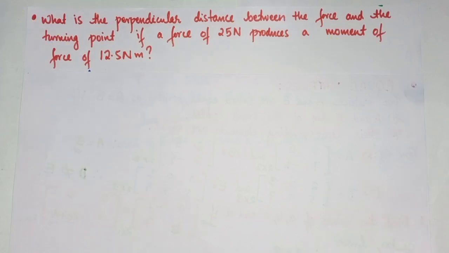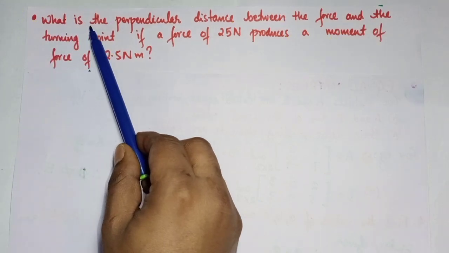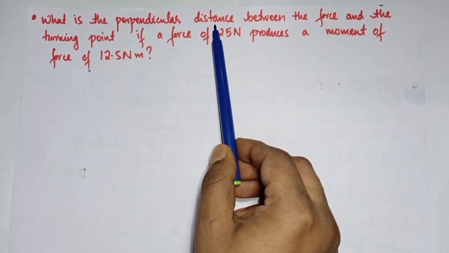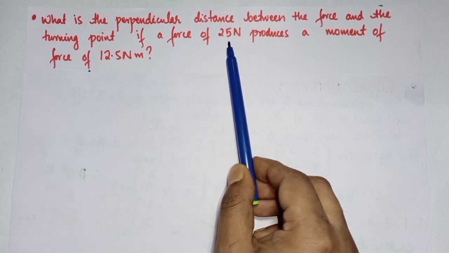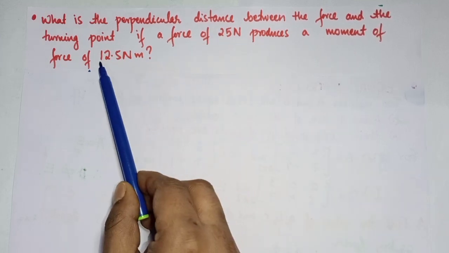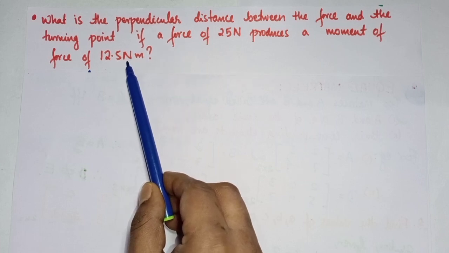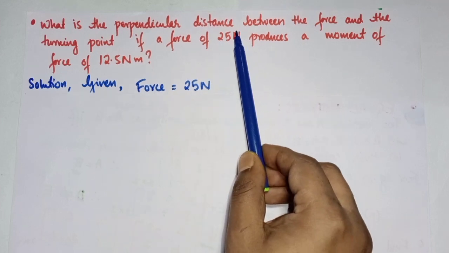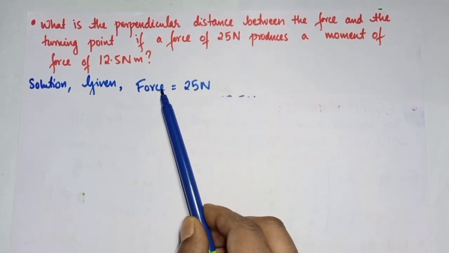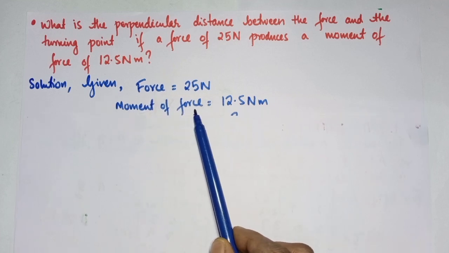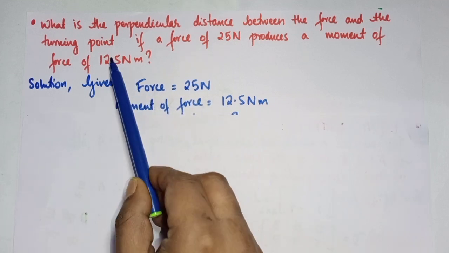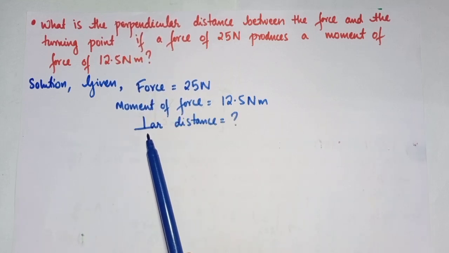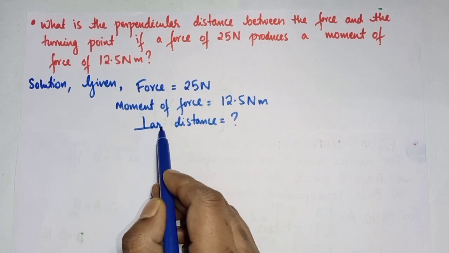Now we have another question. What they have asked in this is: what is the perpendicular distance between the force and the turning point? So we have to find the perpendicular distance. The force they have given is 25 Newton, which produces a moment of force of 12.5 Newton meter. So in a numerical we always write solution, given. Force is 25 Newton, the SI unit of force. Next, moment of force is 12.5 Newton meter, the unit of moment of force. What you have to find is the perpendicular distance.